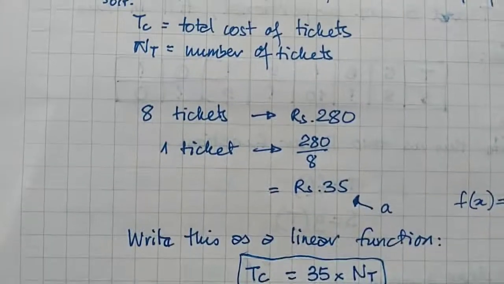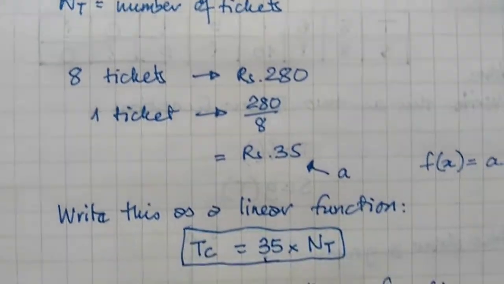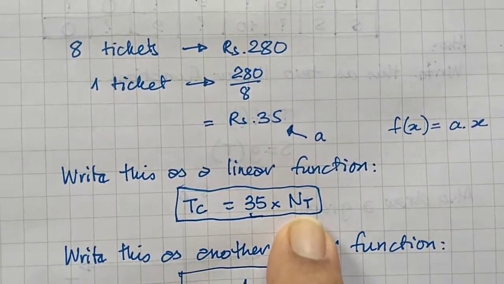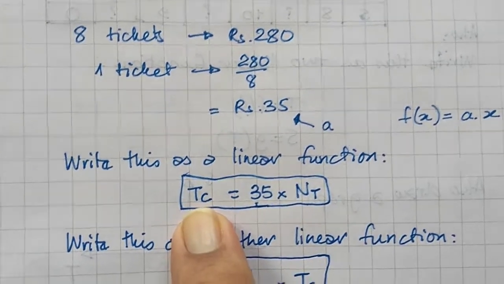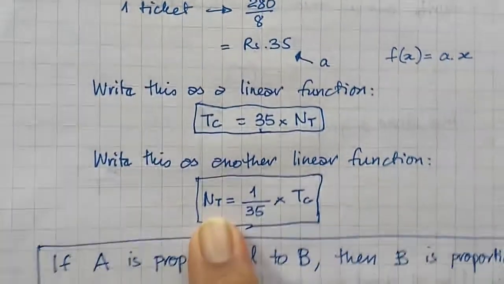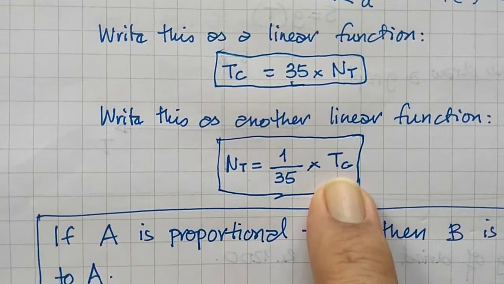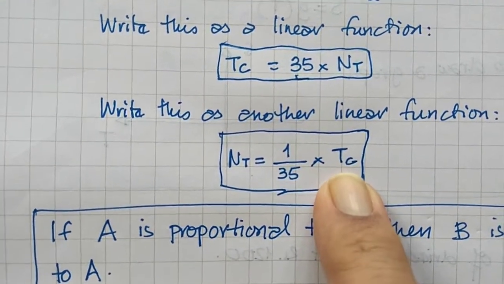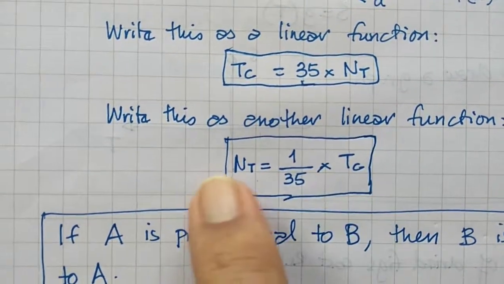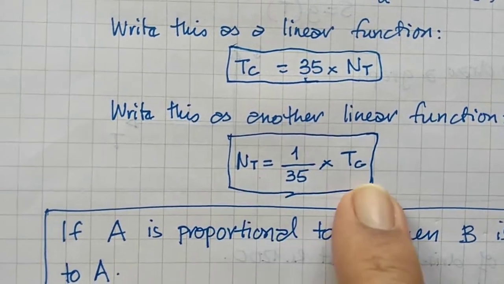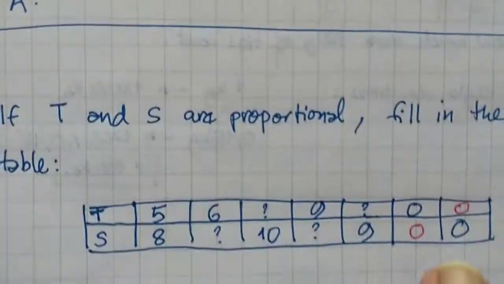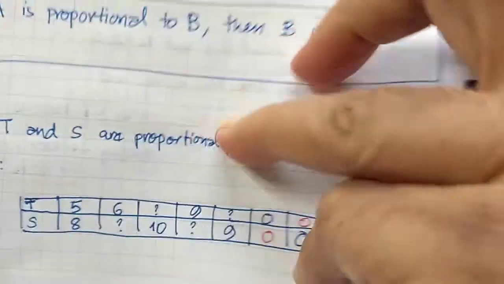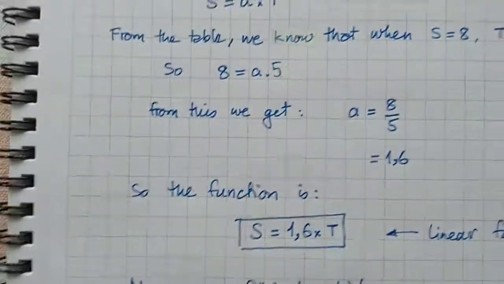If you go back to our tickets here, if the number of tickets you wanted to buy were 0, then the total cost would be 0. If the total amount of money you spent for the tickets was 0, then the number of tickets you would get for that amount spent would be 0. So this is very easy to fill in. Now, how do we solve this problem?